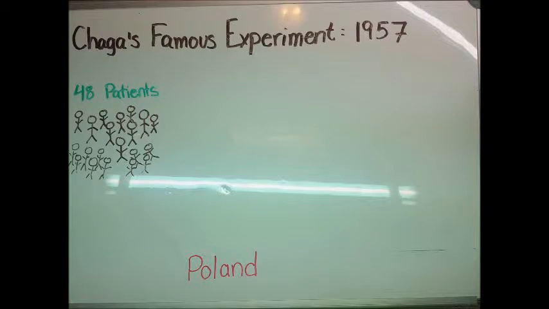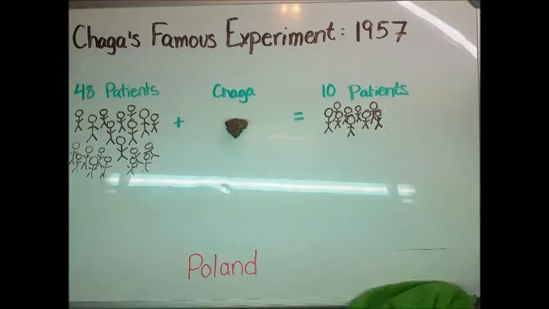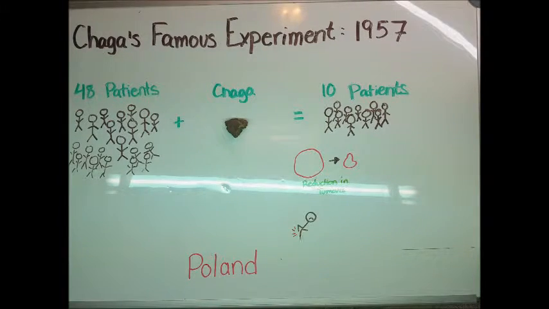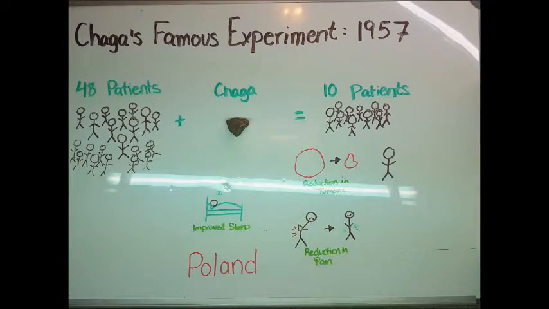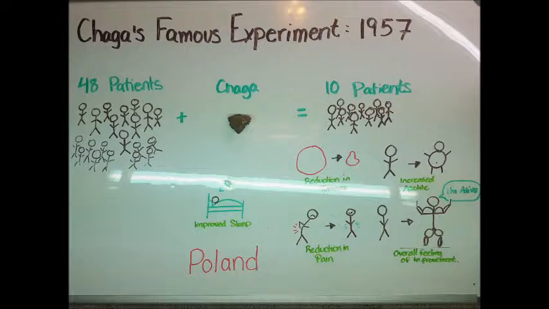48 patients in Poland were treated with chaga in solution. 10 of the patients treated with chaga showed reduction in their tumor size, a decrease in their pain, better sleep, a better appetite, and overall feelings of improvement. Most of the patients were females being treated with chaga for cancer of the genital organs or breast cancer. It has been used as folk medicine in Russia, North America, Finland, Poland, Northeast China, and Japan.